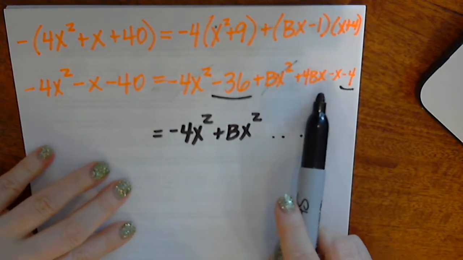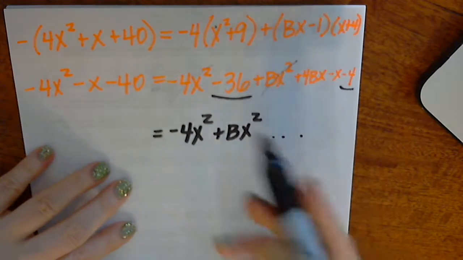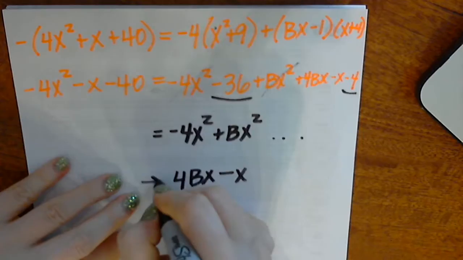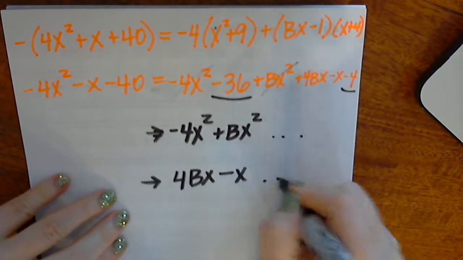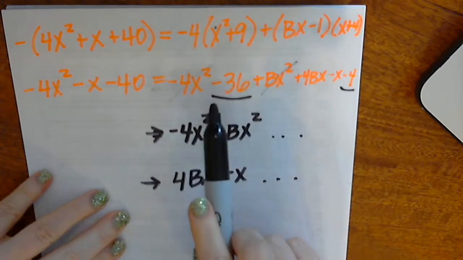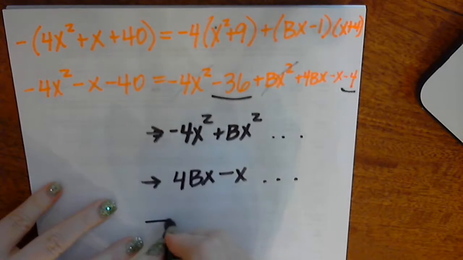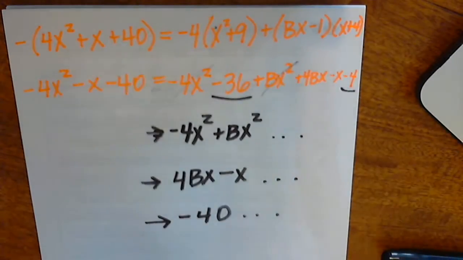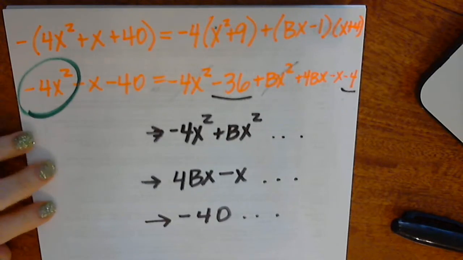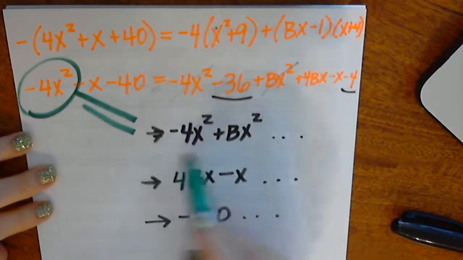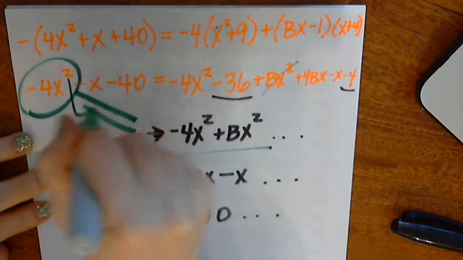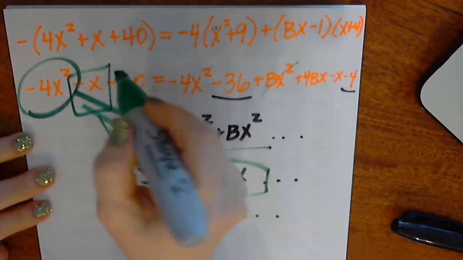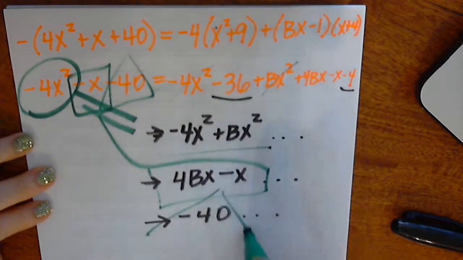Then we'll do the x's next. So we have a 4bx and a minus x. So we have 4bx minus x. I'll do an arrow; I don't really want to say equals. And in terms of just numbers, we've got a -36 and a -4, which is a -40. Now I want you to see something. The x squared on this side should equal the x squared on this side. The x on this side should equal the x on this side. And you notice something? The -40 on this side equals the -40 on this side.